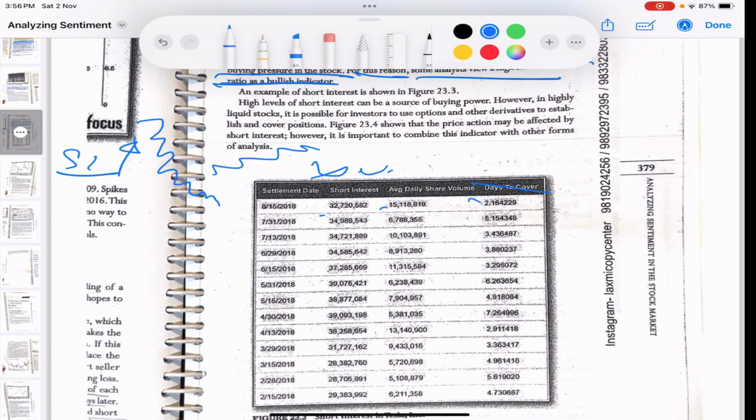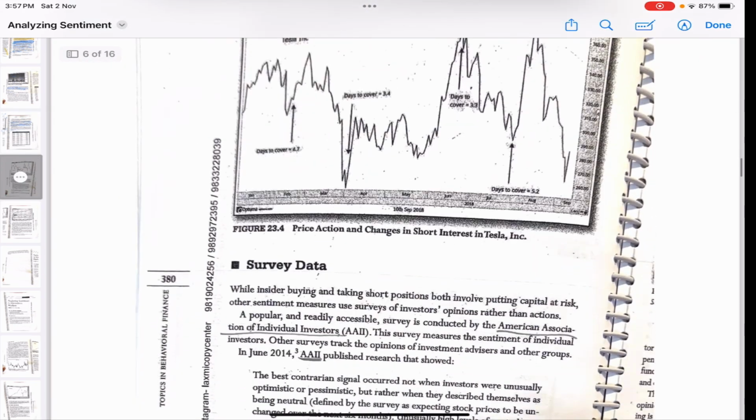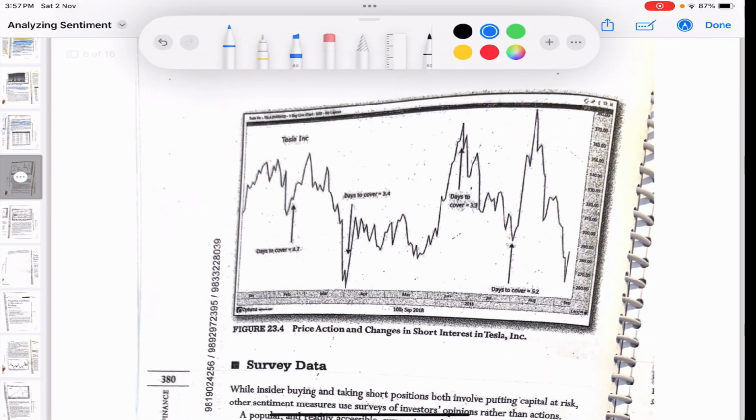However, in a highly liquid stock, it is possible for investors to use options and other derivatives to establish and cover positions. Figure 23.4 shows that the price action may be affected by the short interest. However, it is important to combine the factors. So you can see the price action on the chart, and you can also see the days to cover.